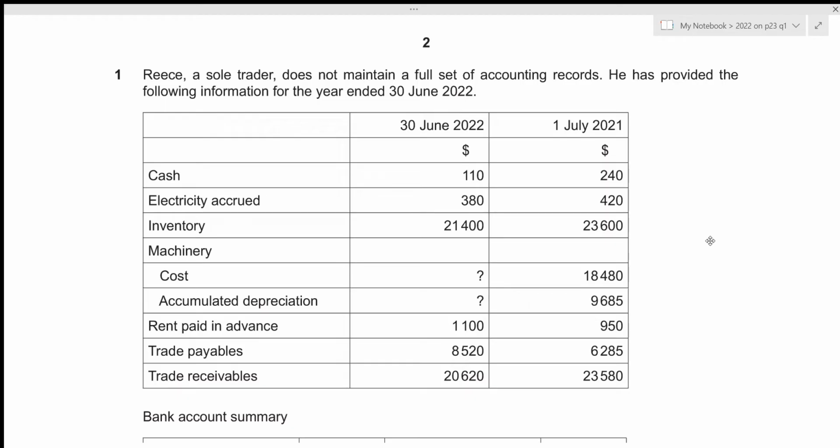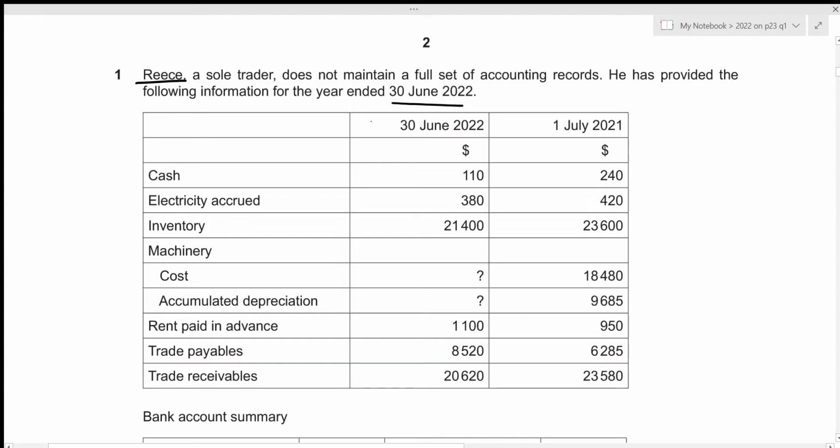And this question number 1 is of 30 marks, so ideally we should be spending about 30 minutes in order to complete this question. And in this video as well, we will be attempting to solve this question under 30 minutes. So without any further delay, let's get started. Reese, a sole trader, does not maintain a full set of accounting records. He has provided the following information for the year ended 30 June 2022.